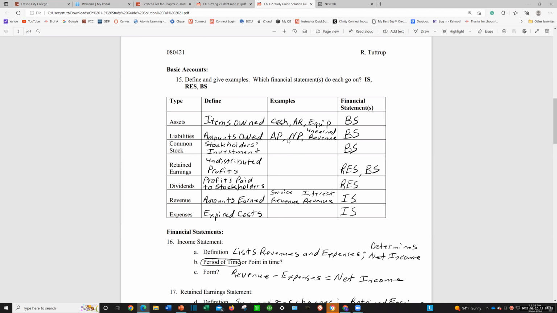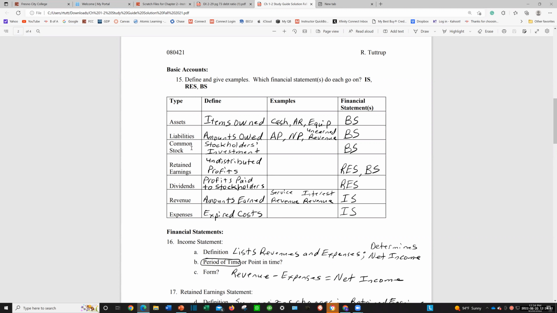Accounts payable, notes payable. And the one that always got me as a student, because I was focusing on revenue, I said, hey, how can it be a liability? It says revenue right here. Should it be a revenue? No, focus in on the unearned part, right? Unearned revenue. So unearned, it's a liability. Liabilities go on the balance sheet.